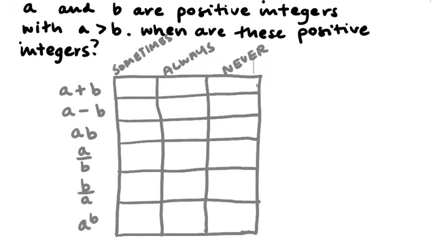Okay. Here I've got an example of questions about some positive integers. We know that positive integers are like 1, 2, 3, 4, 5, like 26, but not 26 and a half. We're going to have two positive integers with a being the bigger of the two. Which of these, or when, are these positive integers?